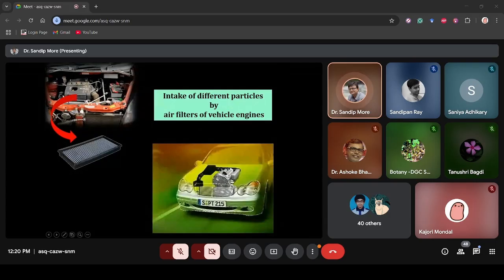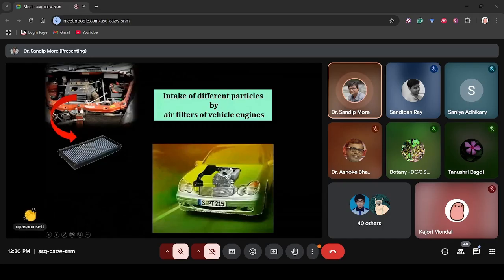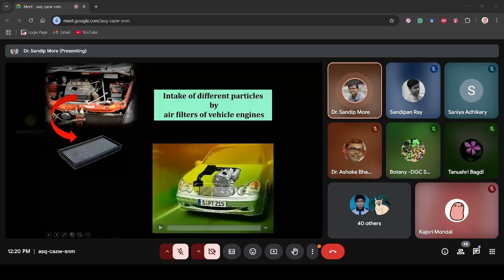Here you can see the red arrow. I took the air filter from a vehicle. I took the soil from it, studied it in the laboratory, identified the pollen grains up to their taxa, and I did some experiment. Here you see.